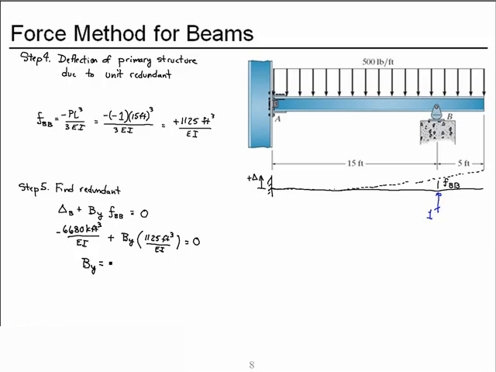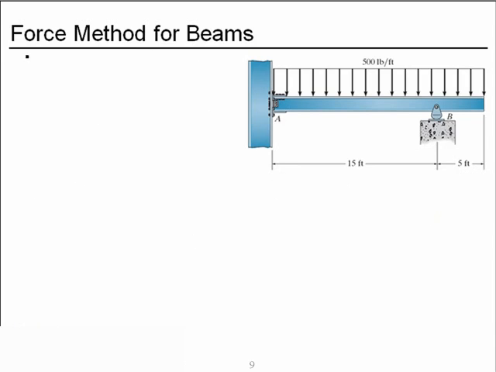We solve that and obtain a positive 5.94 kips in the direction we had drawn it, up. Now we're ready for step 6. Let's find the remaining reactions.